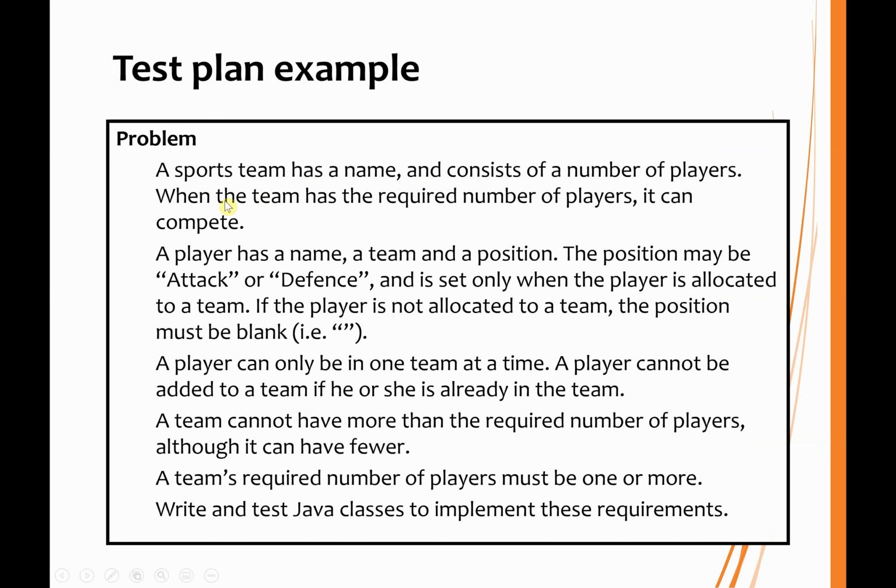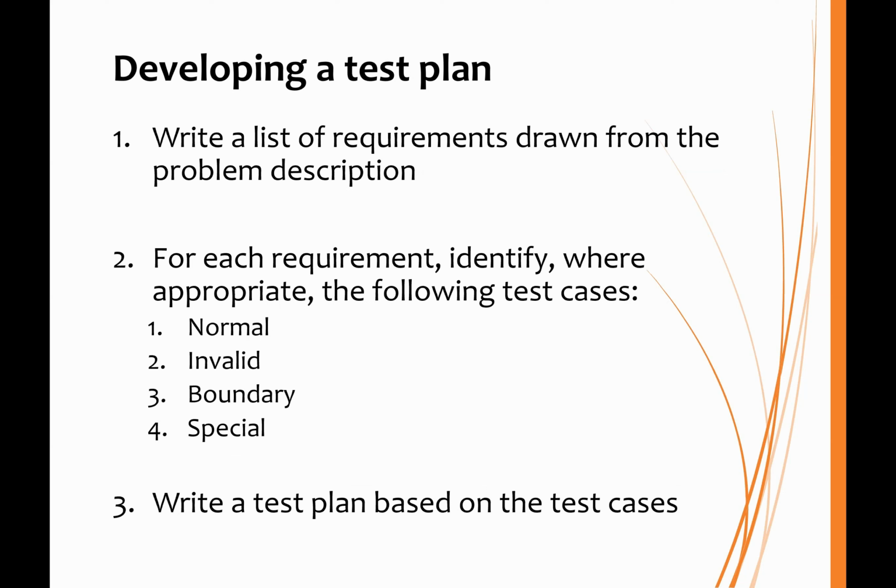Our problem description will give us some requirements, and the first step in developing a test plan is to identify those requirements. So we would write a list of requirements, and then for each one of these requirements, we would identify normal, invalid, boundary, and special cases. Not every requirement will give us cases in each of these categories, but where there are test cases in those categories, we should write them at this stage.